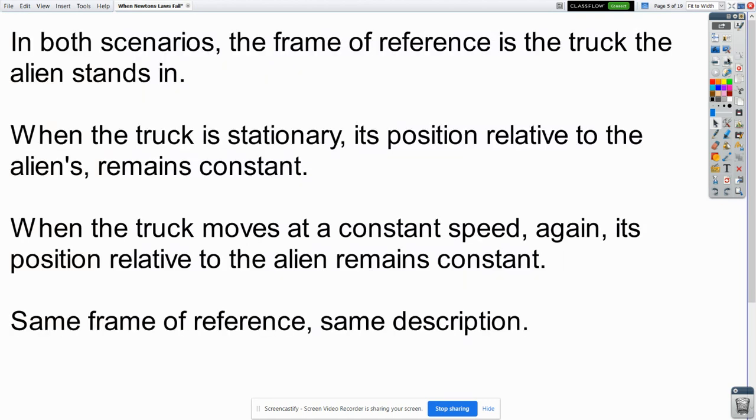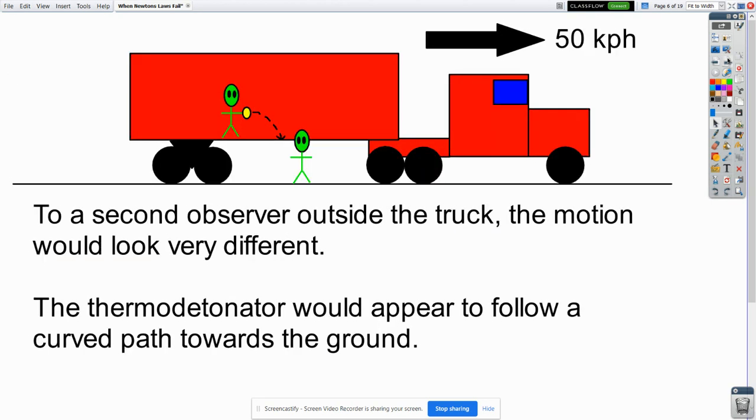Now, how do we change that? We have to change the frame of reference. We have to change how we're looking at the scenario. Add a second alien standing outside the truck. To the second observer, there's more motion taking place because this motion that the truck has will change its position relative to the outside alien.